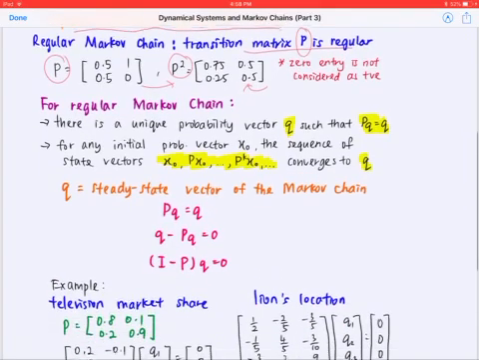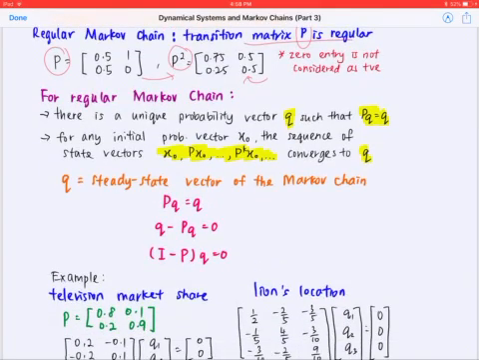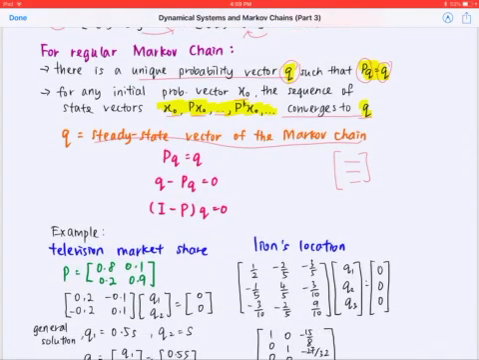come to a stabilization. So for regular Markov chains where stabilization will occur, there's a unique probability vector Q such that when you multiply the transition matrix with Q, you'll get back Q as well. So for any initial probability vector x0, the sequence of state vectors x0, Px0, P squared x0, remember the powers of the transition matrix of Markov chains that we've learned in the previous lesson, actually converges to the Q vector. So Q is the steady state vector of the Markov chains, which means the vector where the values are in the stabilized form.